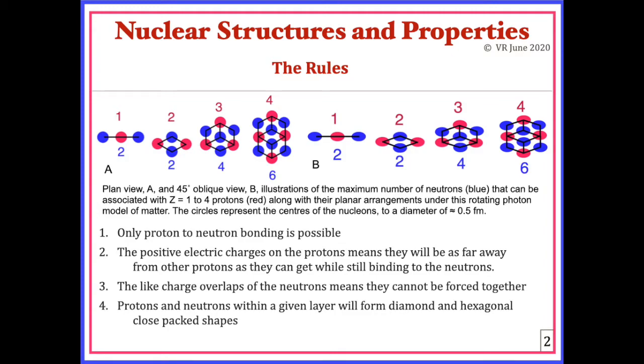The following are the rules by which nucleons can combine under this model. Within individual layers, only proton to neutron bonding is possible. The positive electric charges on the protons means they will be as far away from other protons as they can get while still binding to the neutrons. The like charge overlaps of the neutrons mean they cannot be forced too close together. Protons and neutrons within a given layer will form diamonds in a hexagonal close-packed structure.